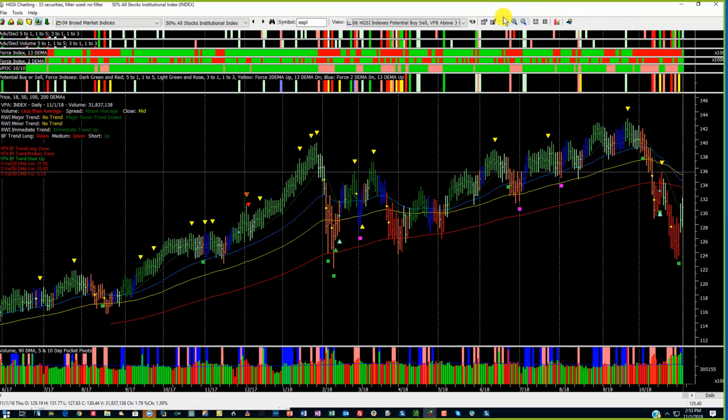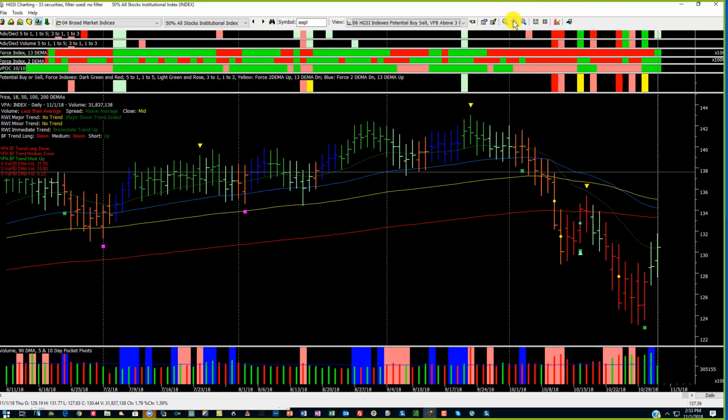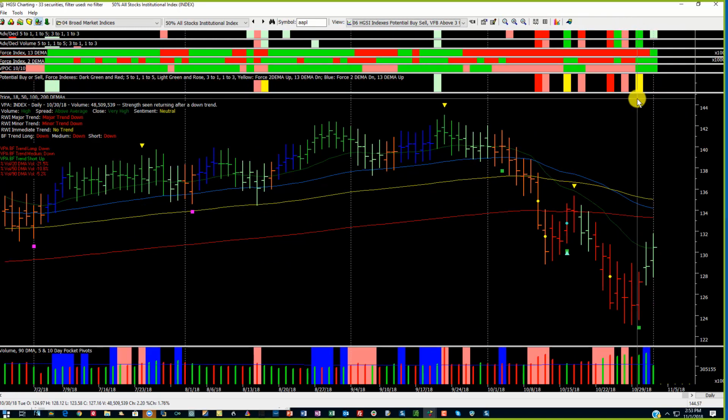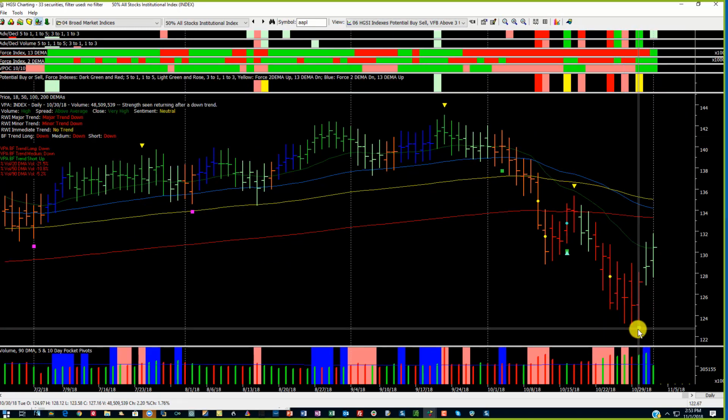Now, did I get a potential buy-sell signal here? Here was a yellow one 2 days ago. Right at the market bottom, there was a VPA flag there at the same time. This is strength coming in after a downtrend. And today, we're not getting the advancing versus declining volume signal, but we're not at the end of the day yet either. So that could change.